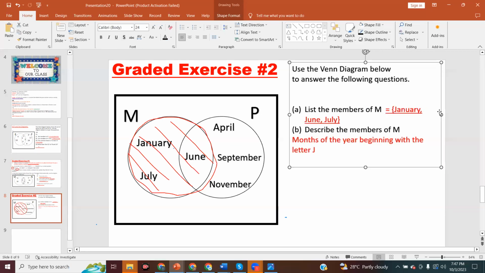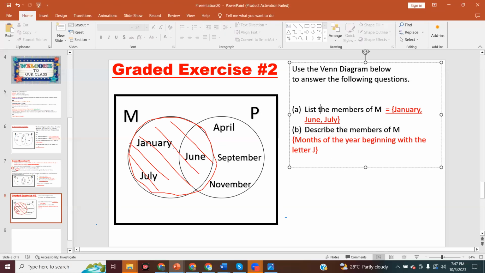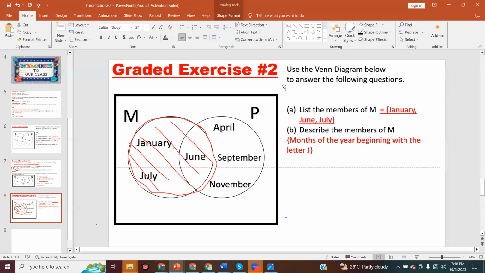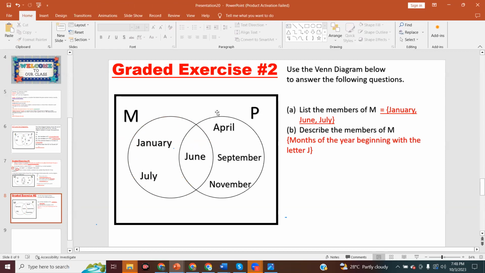Now for these, when you're describing a set, you also must put curly brackets as well. All right, so months of the year beginning with J, make sure I put curly brackets around that. Do y'all understand how to describe this and what I did? Yes, sir. Good. So how would you describe set P?